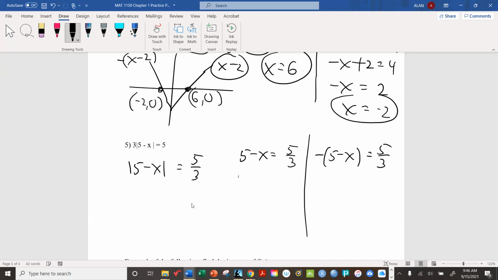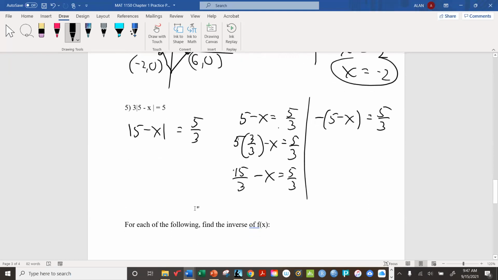And so now we have thirds. We need thirds over here. So let's take this 5 and multiply it by 3/3. And this gives me 15/3.